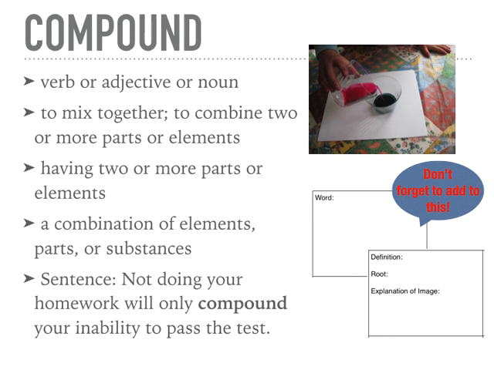A compound can mean the action of mixing together or combining 2 or more parts or elements. It can also describe something that has 2 or more parts or elements. And finally, it can be a combination of elements, parts, or substances. Used in a sentence, it might sound like this: not doing your homework will only compound your inability to pass the test. A lot of times this word will be used in science.